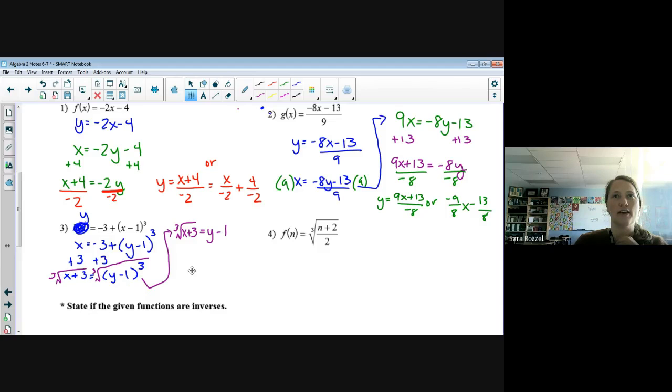Is the y by itself yet? Now, what do we need to do to get the y by itself? What's next to it that needs to go away? The 1. It's a -1, so how do you get rid of a -1? You're going to add 1 to both sides. So it's going to be the cubed root of x plus 3 plus 1 is equal to y for our answer.